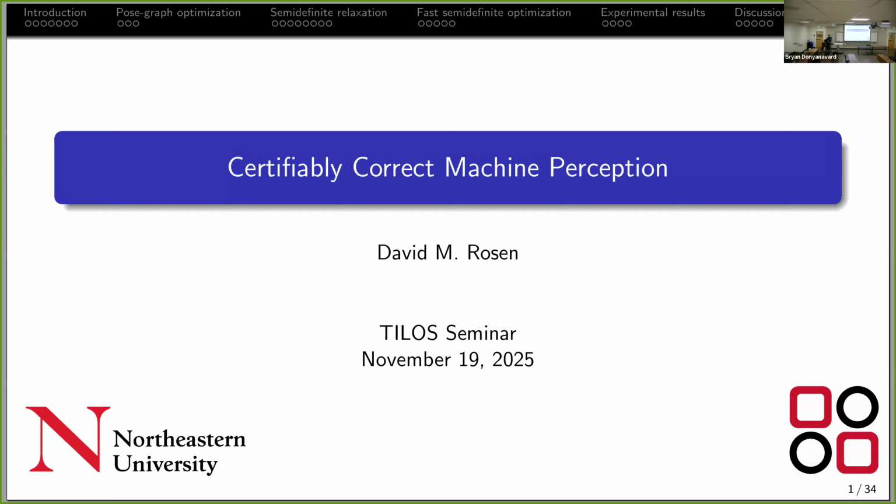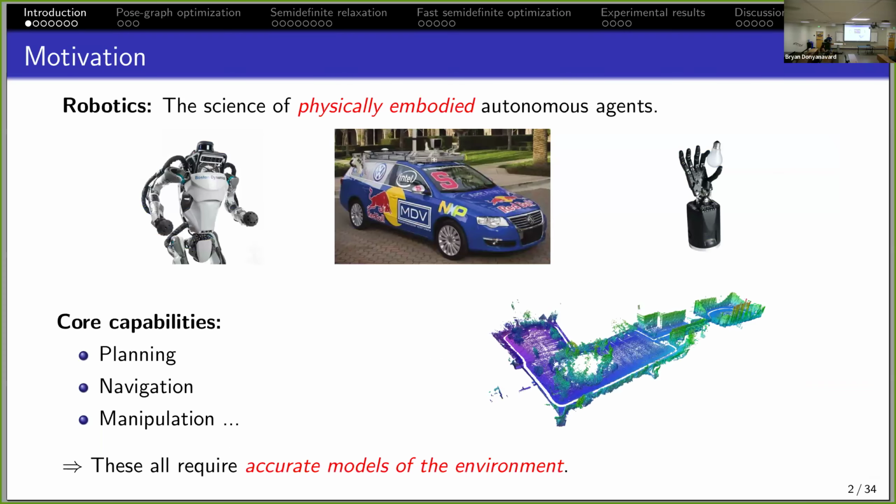And yeah, I'd like to tell you a little bit about some of the work that my group and I have been doing over the last few years in the general area of what we're calling certifiably correct machine perception. So by way of motivation, I would describe myself as a roboticist. And while there's some debate over what the exact operational definition of robotics is, the one that I like is that robotics is really the science of physically embodied autonomous agents.